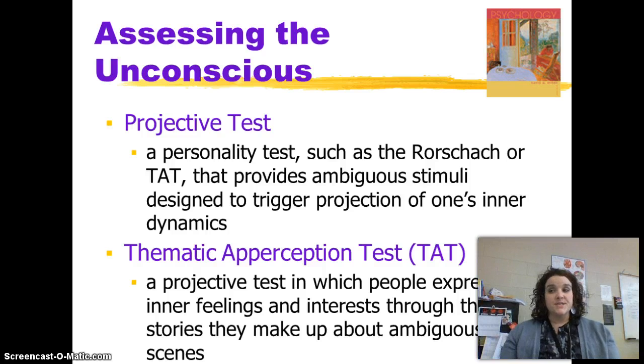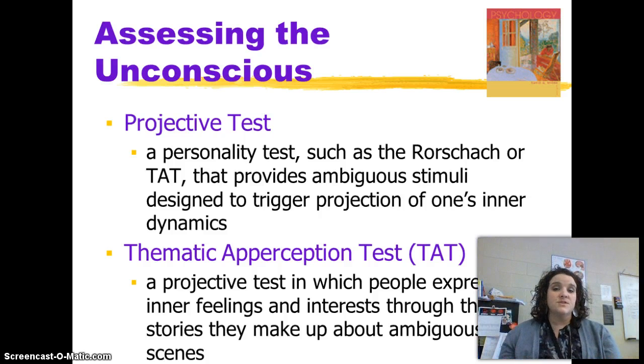It's usually through projective tests, things like a personality test such as the Rorschach Inkblot test, or something called a TAT, which is a Thematic Apperception Test that provides ambiguous stimuli designed to trigger projection of one's inner dynamics. So, for example, with the TAT, it's a projective test where people express their inner feelings and their interests through the stories they make up about ambiguous scenes.